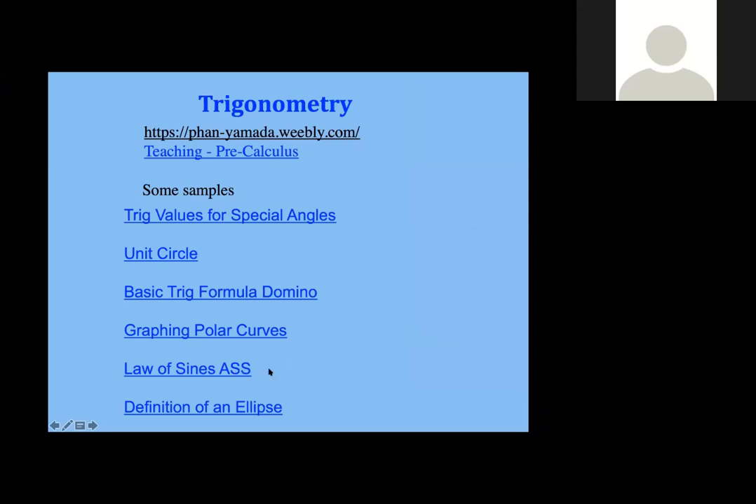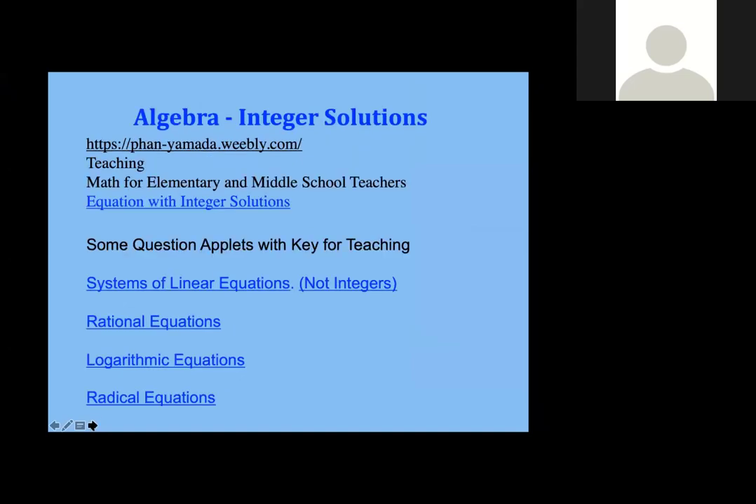Same thing with the law of sines, for angle psi, same thing like that. So you can see that part here. I will come back if I have time later.